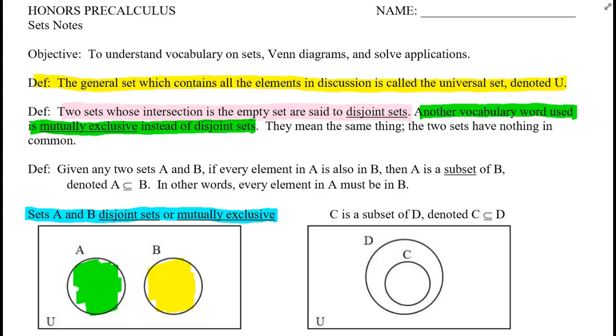Another vocabulary word you may run across is if a set A is a subset of B, and here's the notation. That means everything in A is also in B. So if we look at the example that I have here, C is a subset of D. Everything in C is also in D. A quick example might be C could be humans, and a larger set is mammals. So all humans are mammals would be an example.